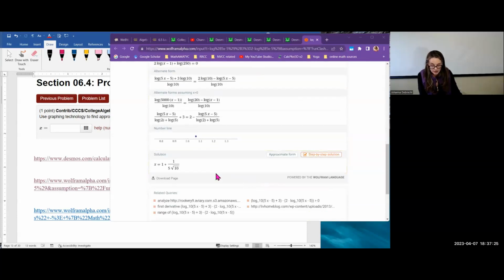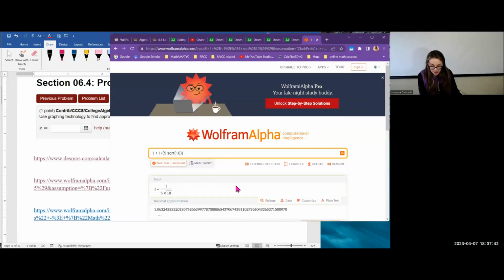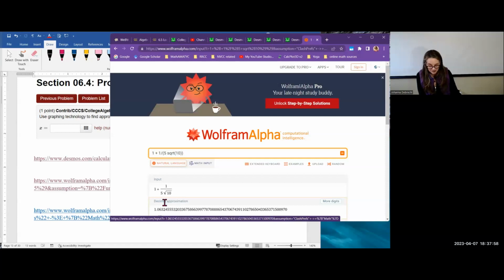And when you come down here, it gives you the actual solution. Now notice this solution, of course, is an irrational number because of the square root of 10, but WebWork maybe, or whatever system you're using, wants a decimal number. If you click on the decimal, or you click on that right there, it will give it to you out to way more decimal places than what you need. So you can see the approximation of that there. The 1.063 goes on to 24555320336 and so on.